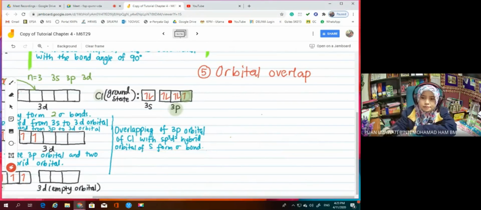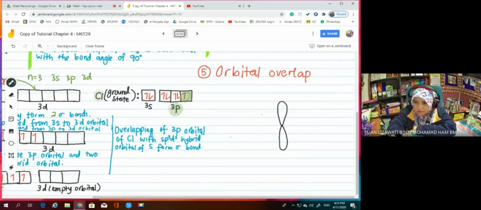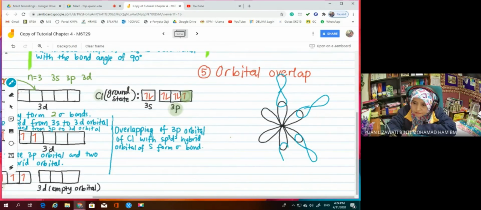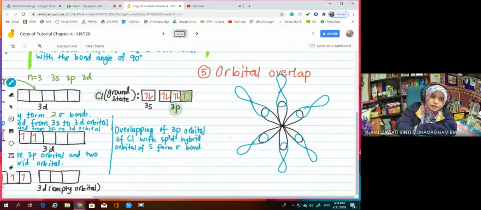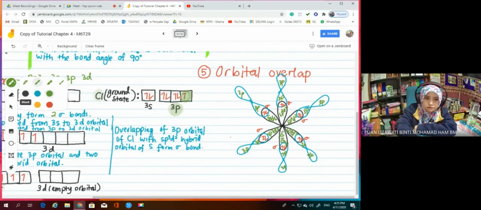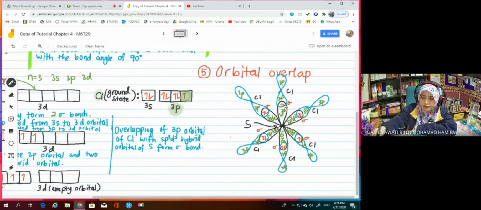Now we want to draw the sp3d2 hybrid orbital in octahedral shape. Each sp3d2 hybrid orbital will overlap with the 3p orbital of chlorine. So you have to draw dumbbell shape. At the overlapping area, don't forget to draw the electron. Okay, we have done.